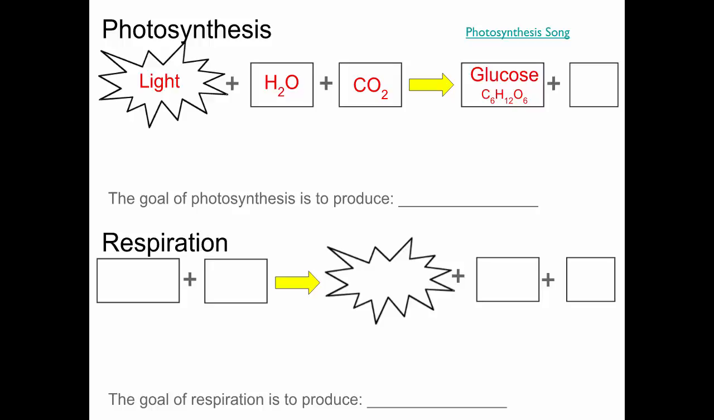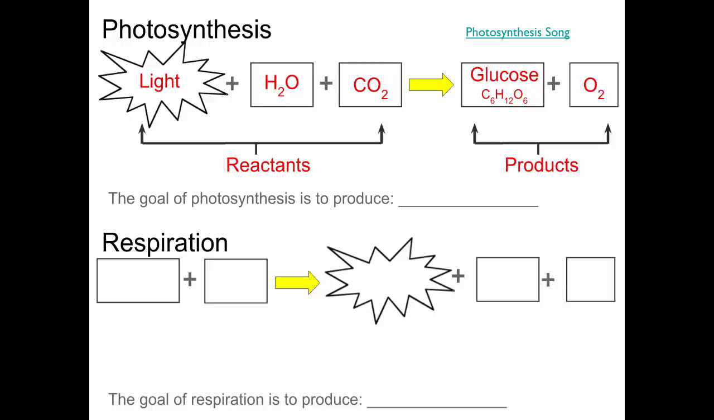And finally, there's one gas that's produced as a byproduct. Lucas? Oxygen. Oxygen, O2. So we have a technical term for the things on the left side of the arrow. They're called the reactants. The things on the right side are called the products.